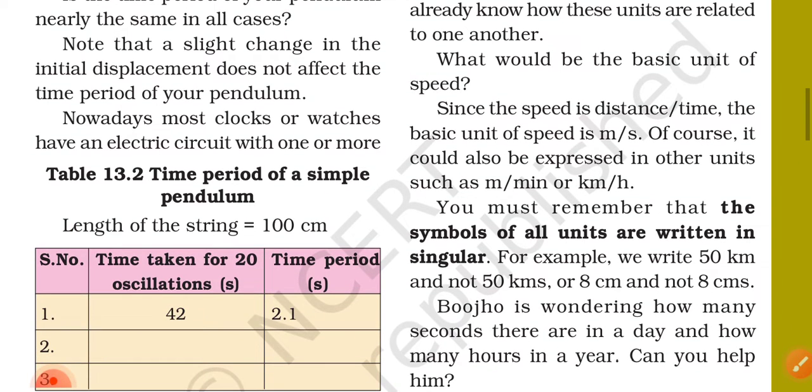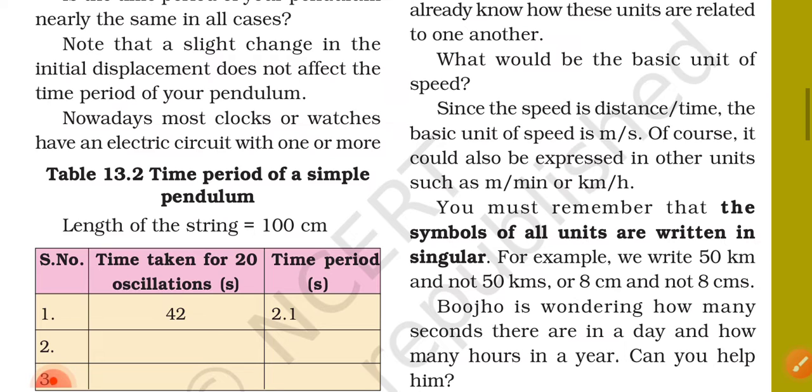What would be the basic unit for the speed? Since the speed is distance per time, the basic unit of speed is meter per second. Of course, it could be expressed in other units such as meter per minute or kilometer per hour.